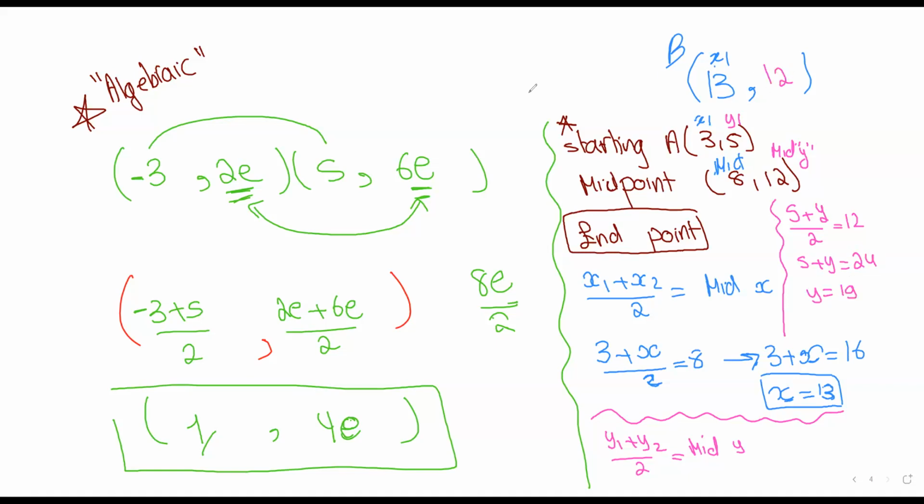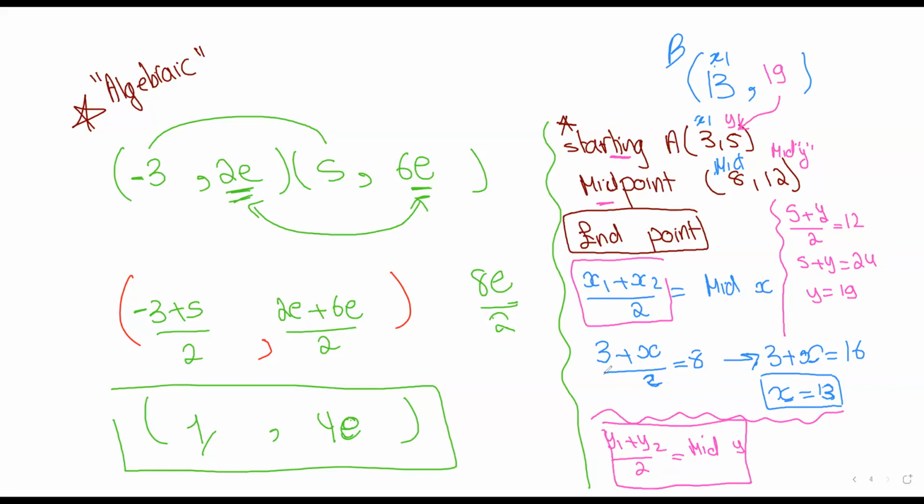And do the math. 19 plus 5, 24. 24 divided by 2 is 12. So what I would do if I was given a starting point and a midpoint, I would do it by the rule. I guess it would be nicer for me.